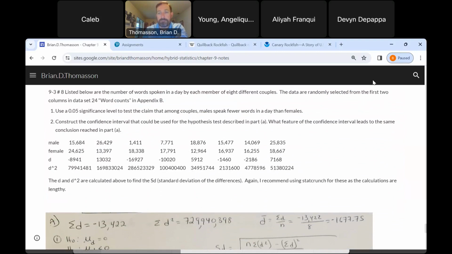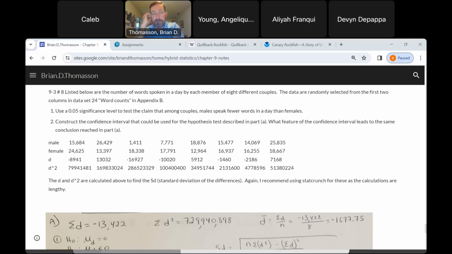Okay, so it says listed below are the number of words spoken in a day by each member of 8 different couples. The data are randomly selected from the first 2 columns in data set 24, word counts, in Appendix B. All right, so the first thing it says, use a 0.1 significance level to test the claim that among couples, males speak fewer words in a day than females.